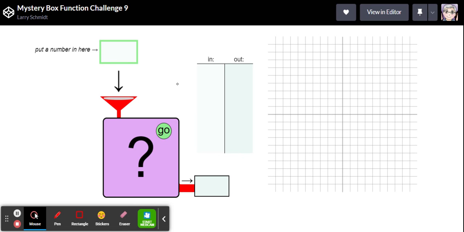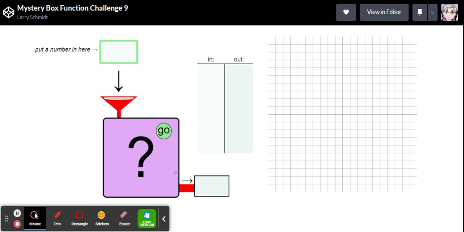Hello, everybody, and welcome to another Mystery Box Function Challenge. We've got our mystery purple box here, and numbers that you put in the top are going to be transformed into some other numbers that come out the bottom. And your job is to figure out what's going on inside that box. What mathematical thing is happening?